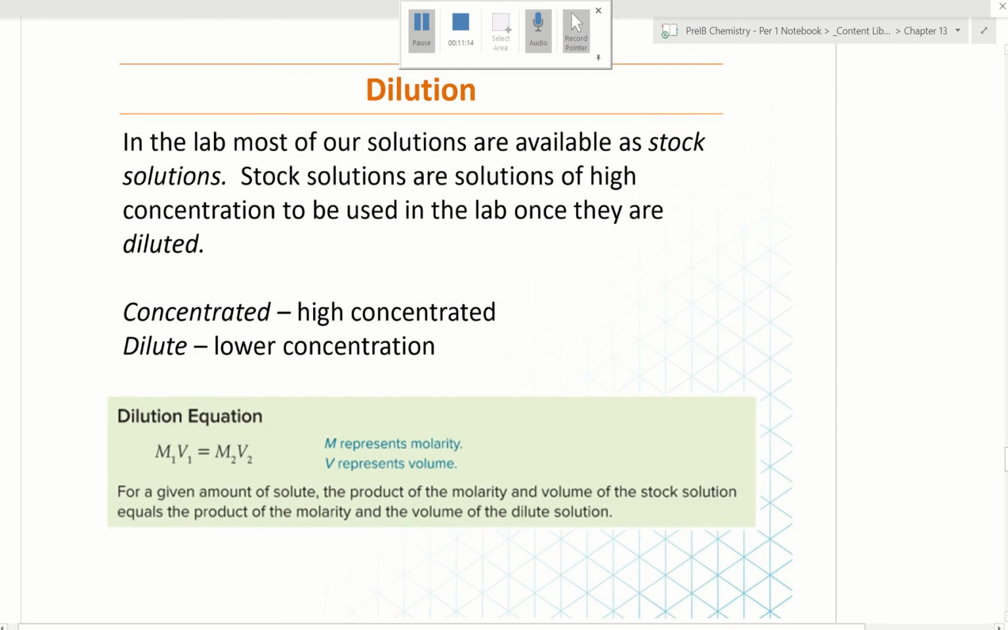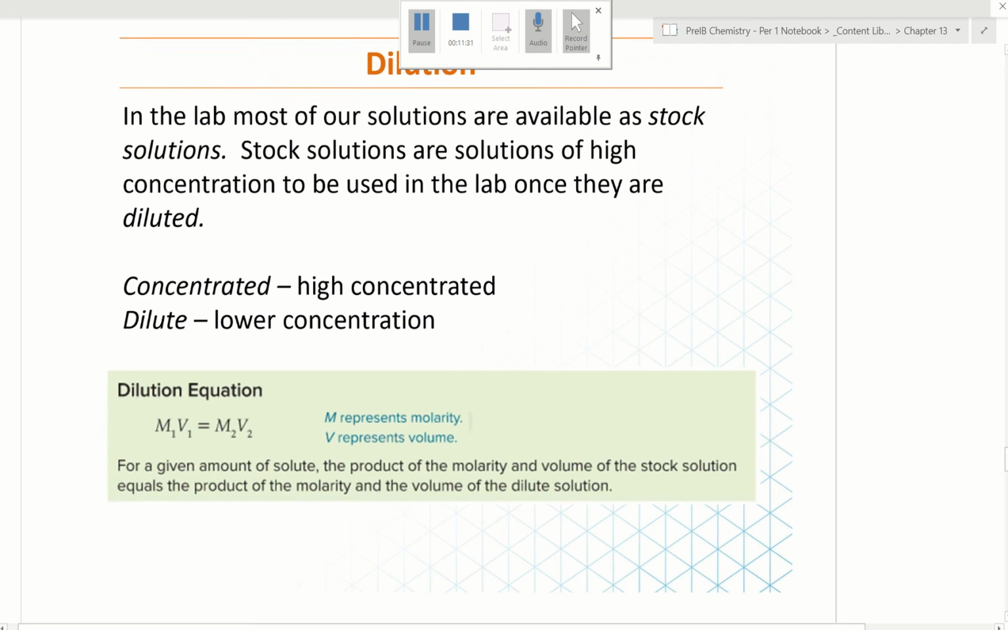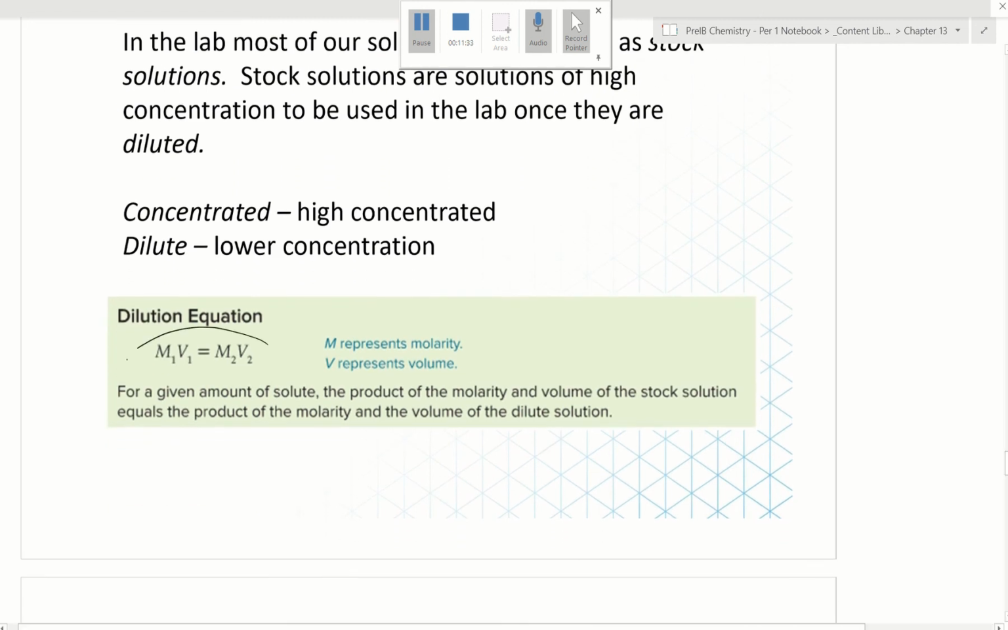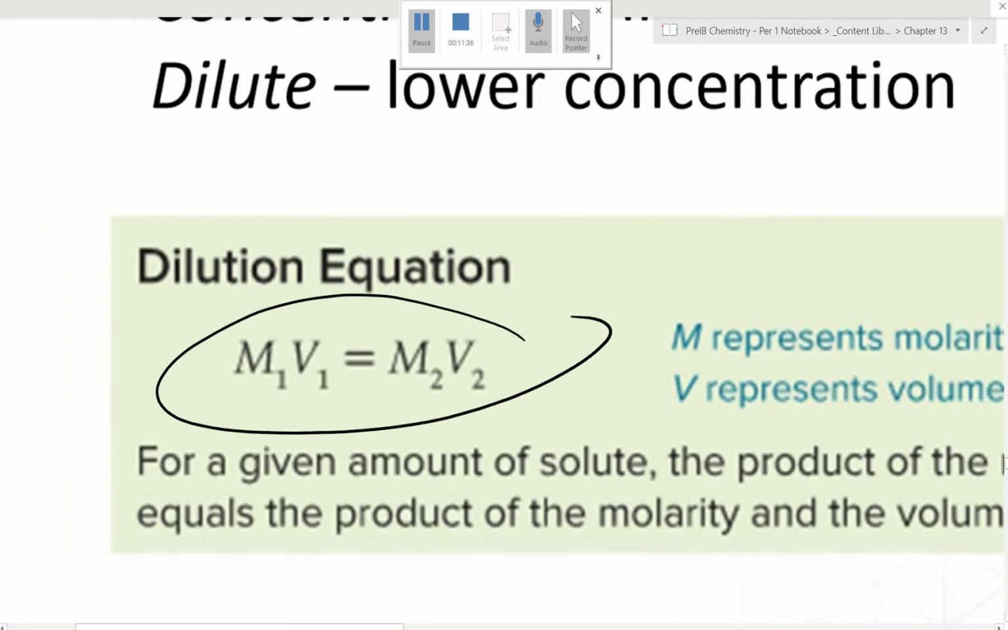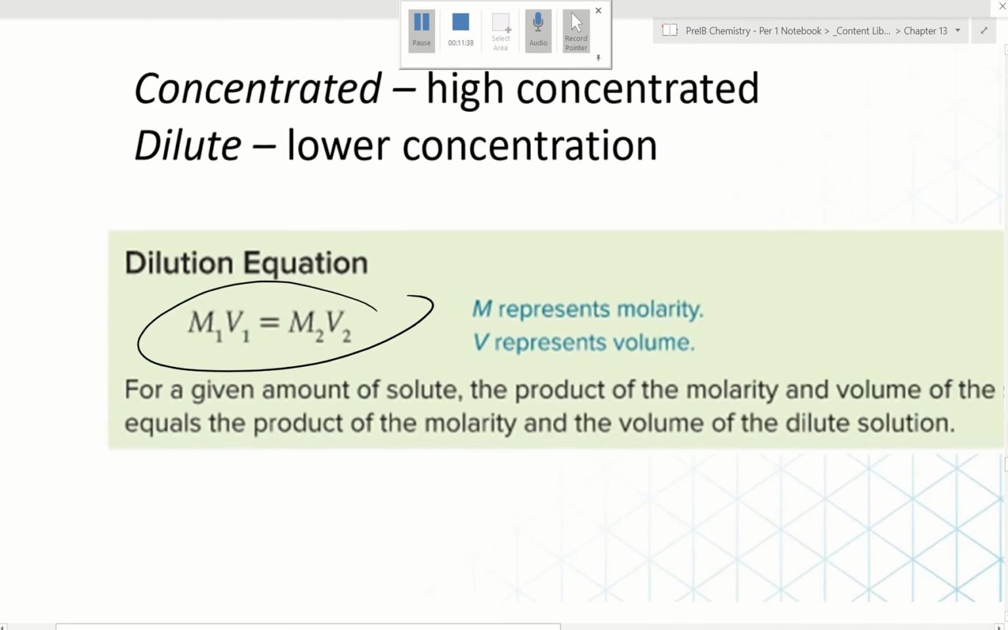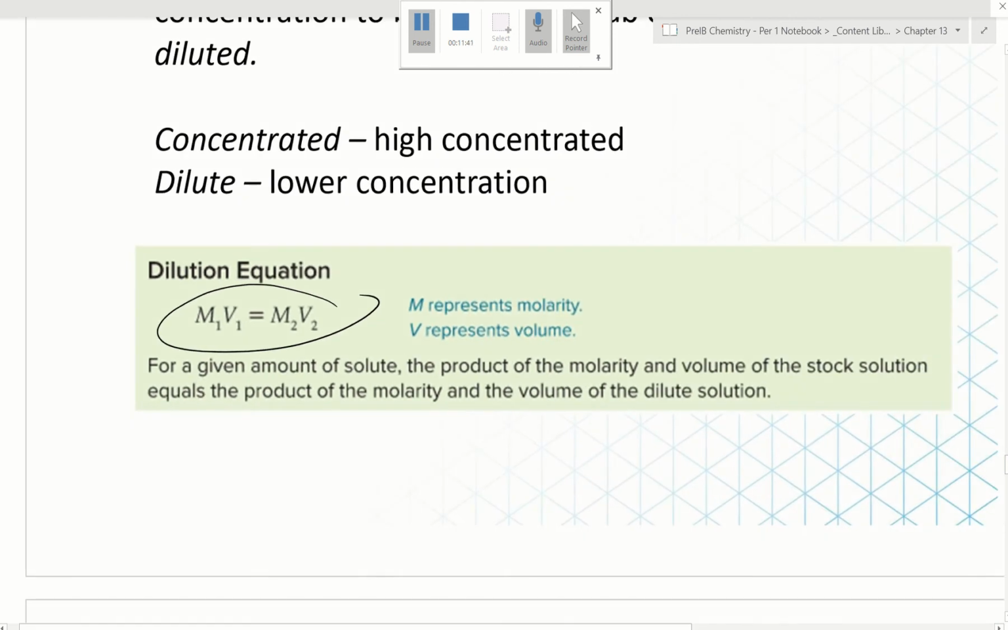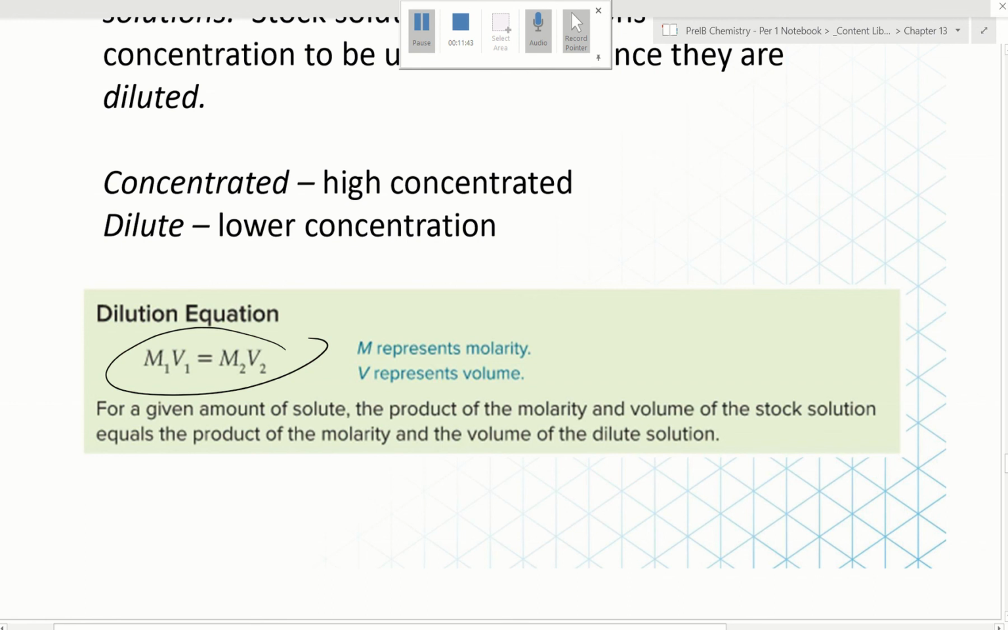All right. So the next calculation we're going to do is that of a dilution. A dilution is where we're going to take a concentrated or a highly concentrated solution and we're going to dilute it. We're going to add water to get it to a lower concentration. So the dilution equation is M1V1 equals M2V2. And so this is just a plug and chug kind of equation. So basically we're just going to say the molarity, the moles, is going to be equal in a dilution.